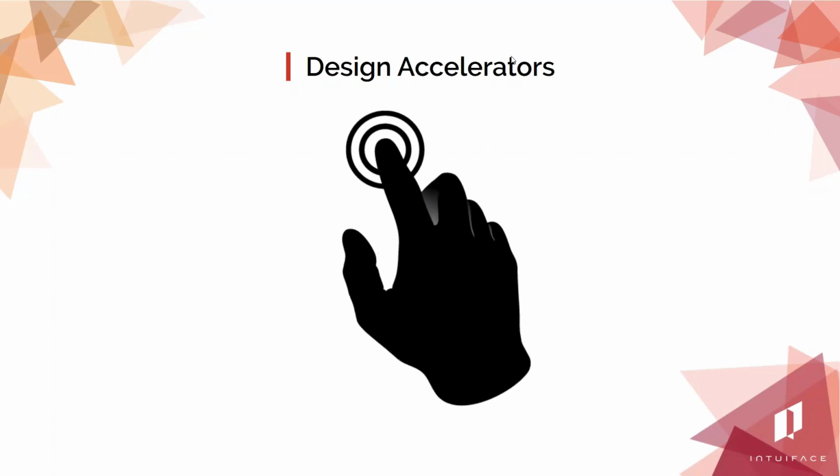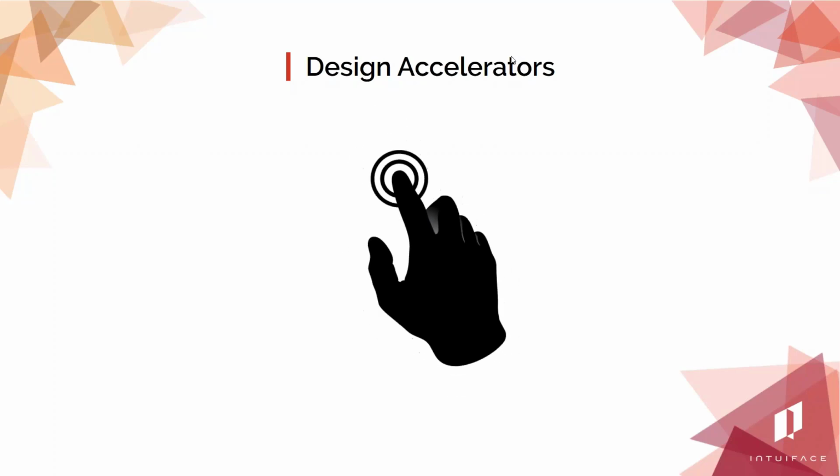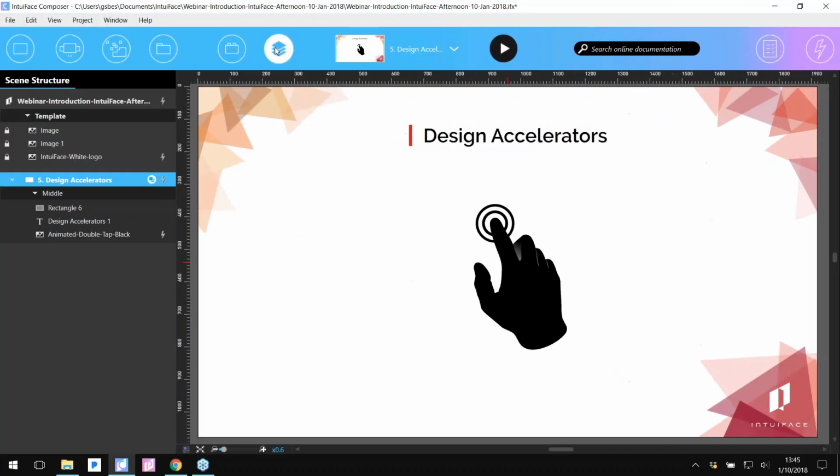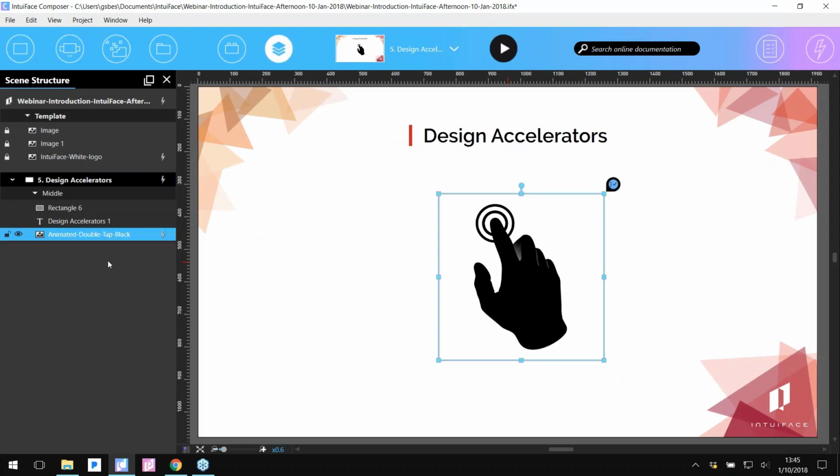Okay, you see that as breathing. It's getting bigger and smaller, so it's attracting my attention. My eyes turn to it. That's good. How do we build it? Take a look at the scene structure panel. Select the image. Okay, it's just an image. That's all it is, an image.